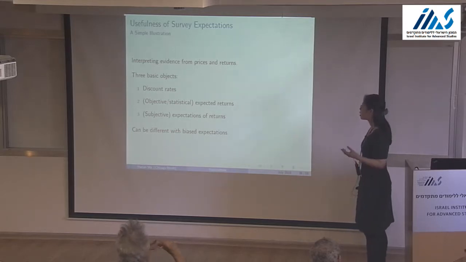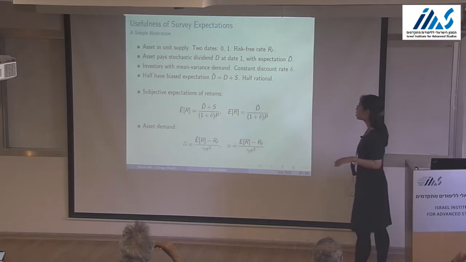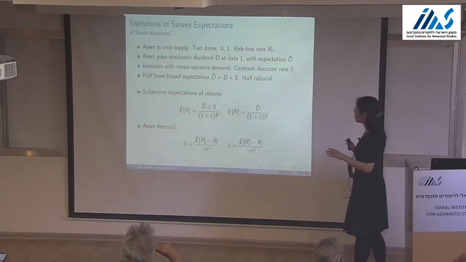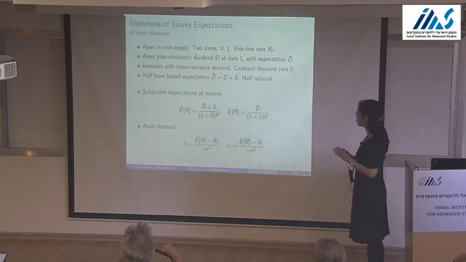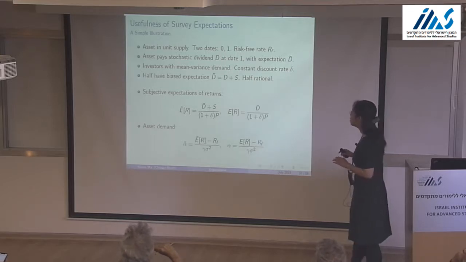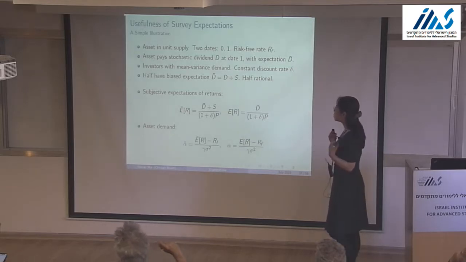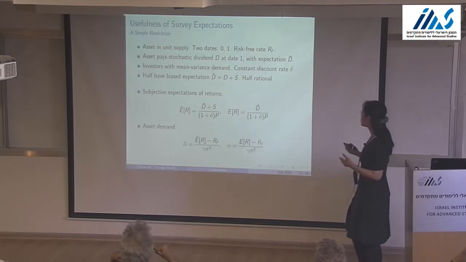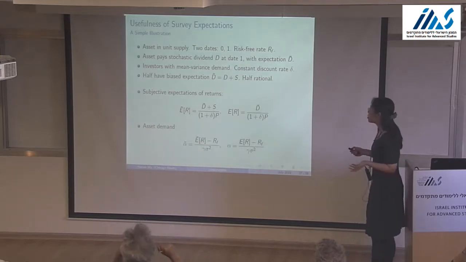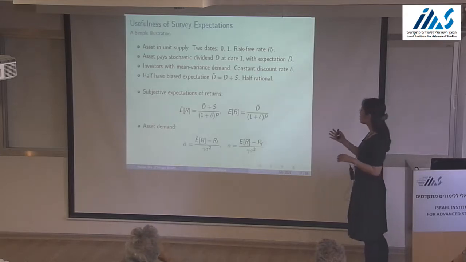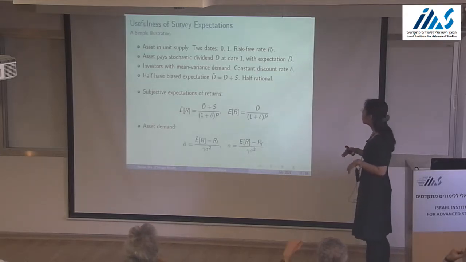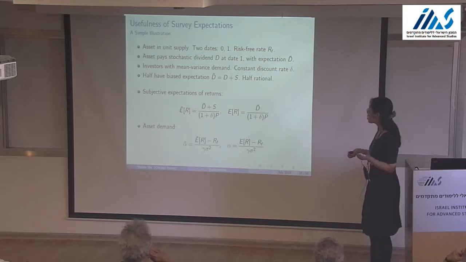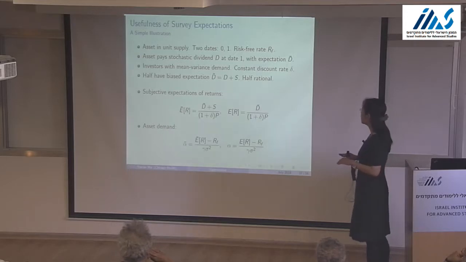I just want to show this in a super simple setting, the simplest one, where you can have two types of people. I'm not going to do SDF to save the trouble, and I will just assume simple mean variance demand. So what's the setup? Suppose you have an asset in unit supply, and there are two dates. The risk-free rate is RF. The asset pays a dividend at date one, and then the world ends thereafter, with an expectation D bar. And investors, importantly, have just a constant discount rate.